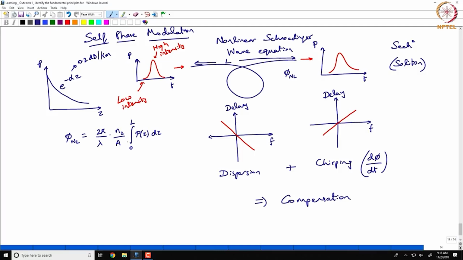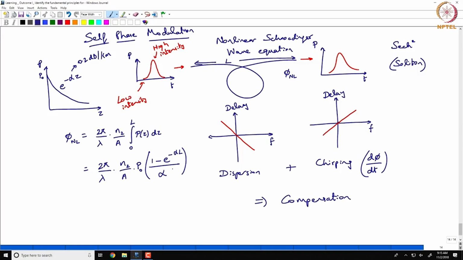Now of course P of z is P naught multiplied by e power minus alpha z. So you can write this as 2 pi over lambda multiplied by n2 divided by a, and if you do that integral you get P naught multiplied by this factor, 1 minus e power minus alpha L, divided by alpha. That's what you get when you integrate e power minus alpha z.